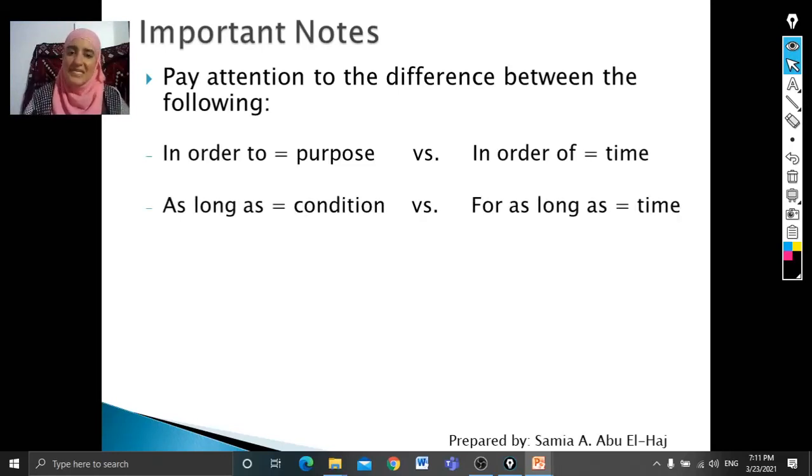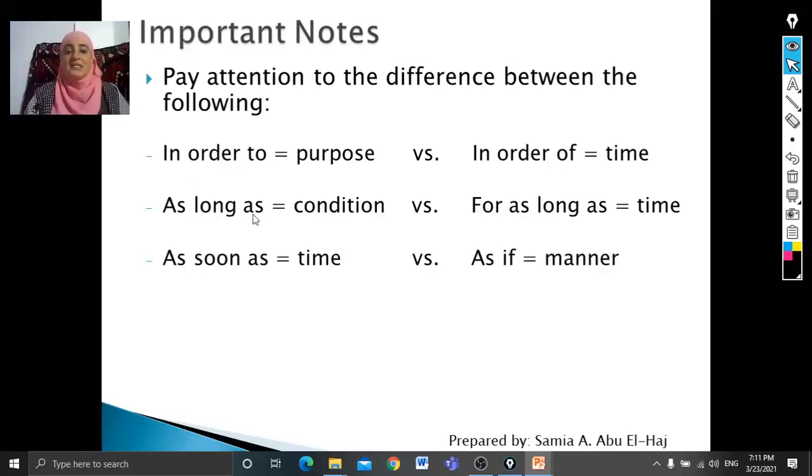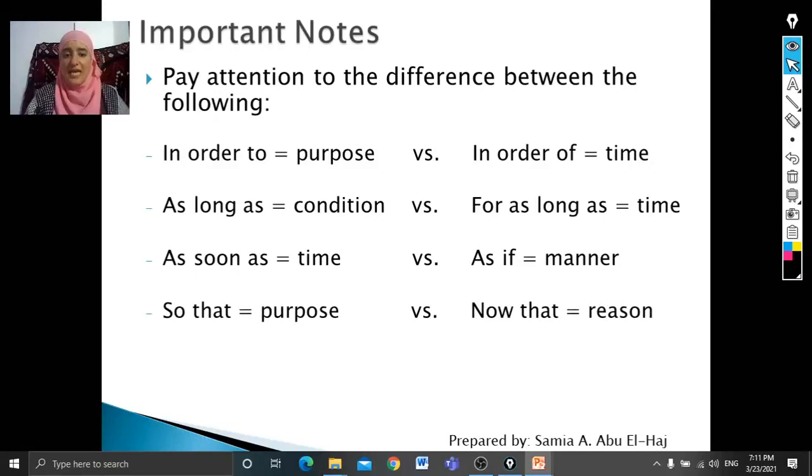As long as, condition. For as long as, time. The only difference here is for. Be careful. This is time and this is condition, if. Okay? As soon as, time. As if, manner. The way, how it happened. So that, purpose. Now that, reason. Be careful because they are very close to each other. So that you can talk to her, purpose. Now that you can talk to her, reason.